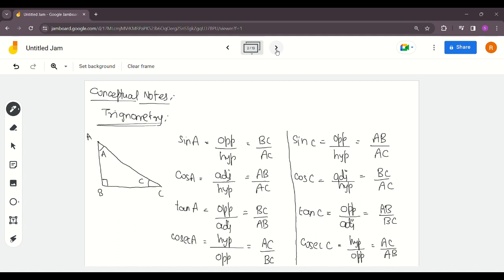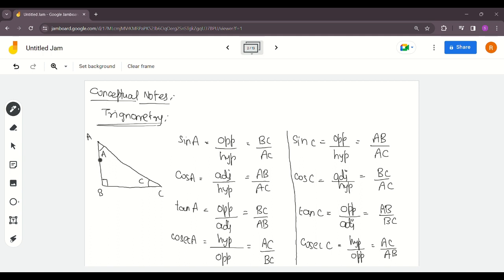So here angle B is 90 degrees, and you have angle A and angle C. So sine A. Sine of any angle is nothing but the opposite side by hypotenuse. So opposite of A is nothing but BC. Hypotenuse is the largest side in a right angle triangle, or it is the side which is opposite to your right angle. So sine A is nothing but BC by AC.